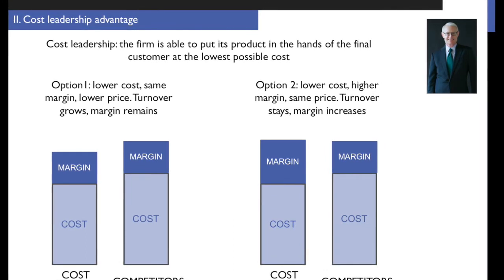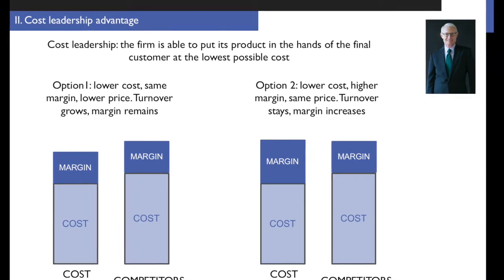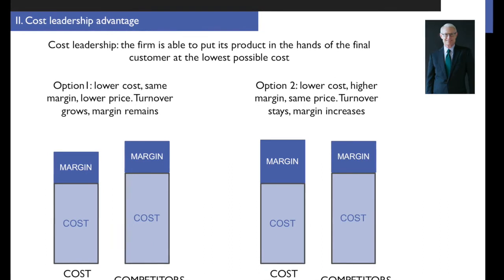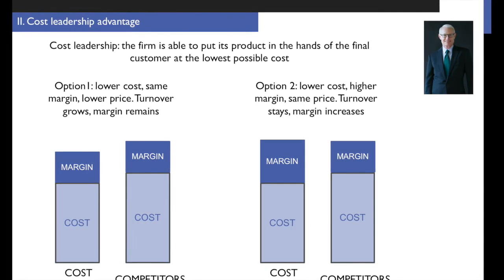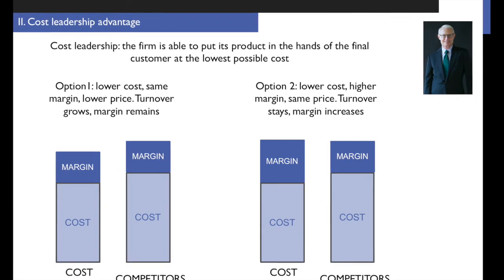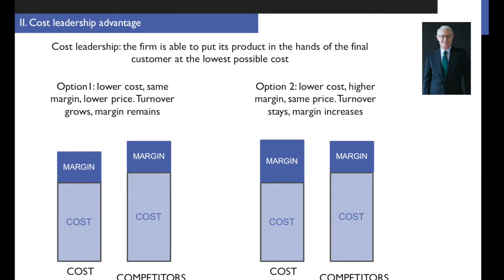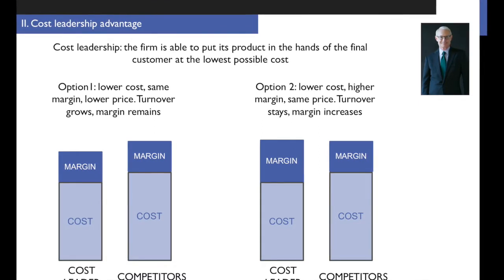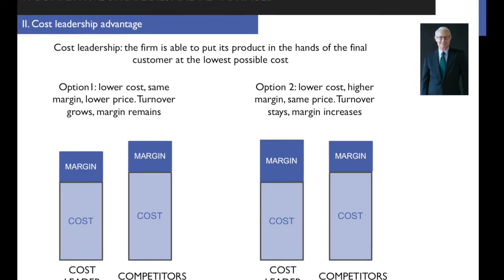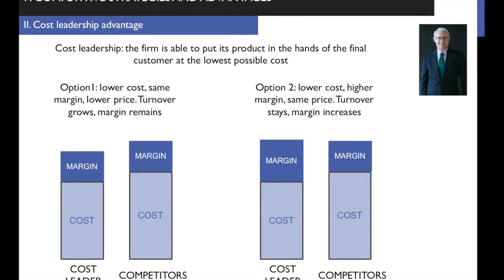So there are two options. Look at the left. The costs of the cost leader are lower than the costs of the competitor, but we set the same unitary margin for our product. So finally, our price is lower. If our price is lower, our turnover is going to be higher than my competitors. So I will get a higher return on assets. The same margin, higher turnover, higher return on assets.